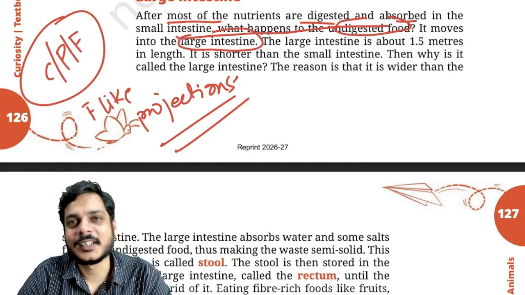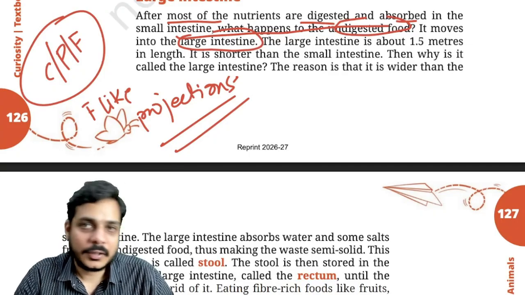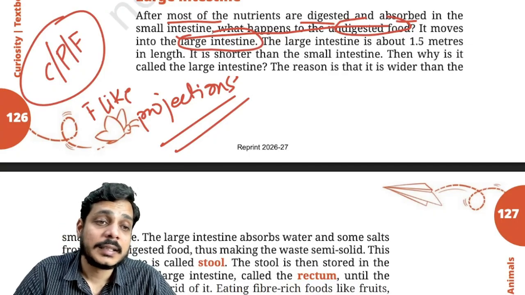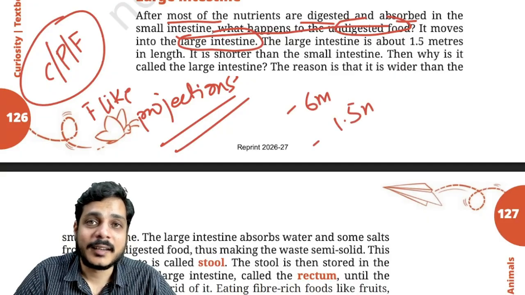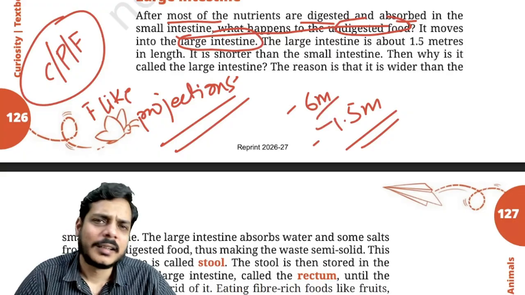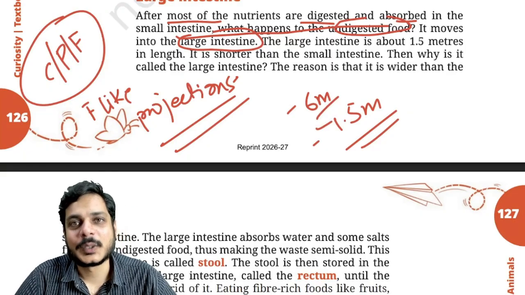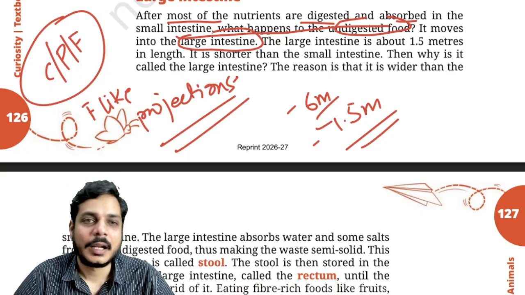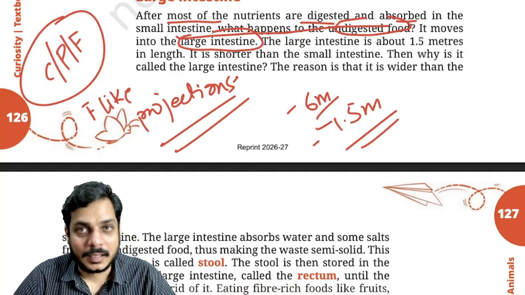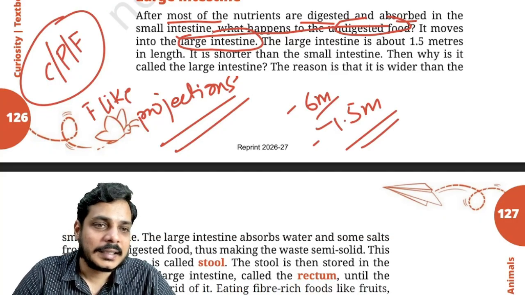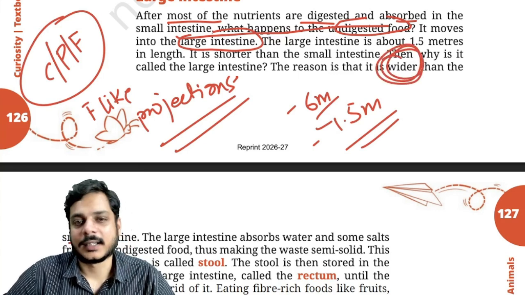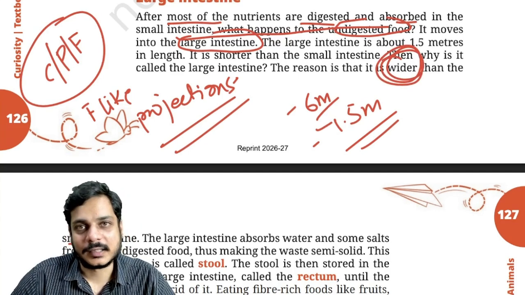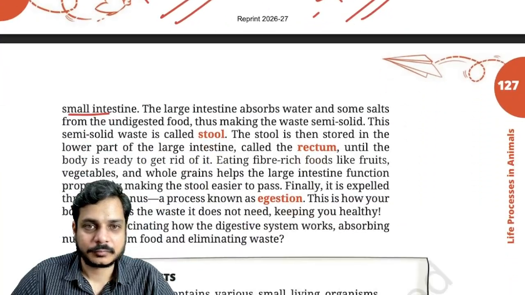When we talk about the length of the intestine, the small intestine was 6 meters long. What about the large intestine? The large intestine is 1.5 meters long. You might have a question: why is the small intestine called small when it is longer in length, and why is the large intestine called large when it is shorter than the small intestine? The thing is that it is wider than the small intestine. This is the reason that the large intestine is called such.